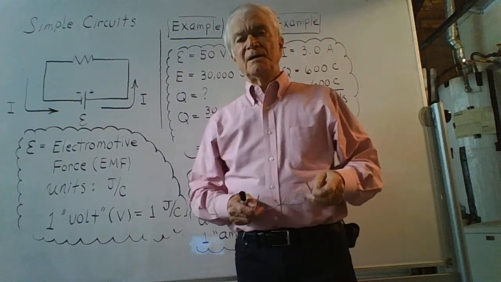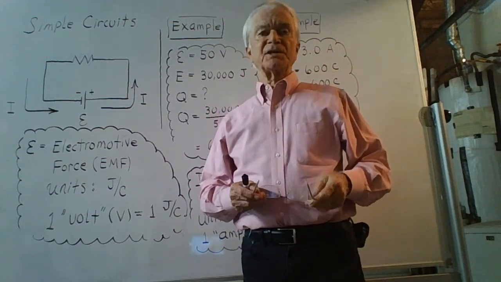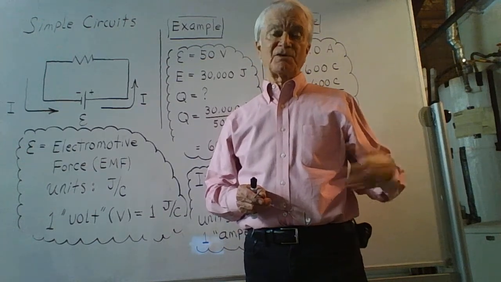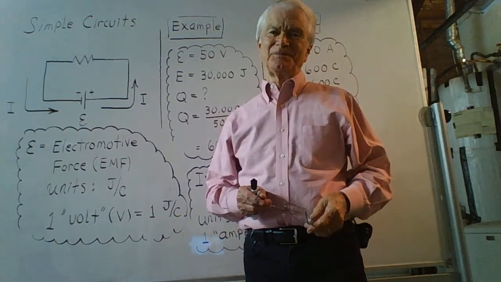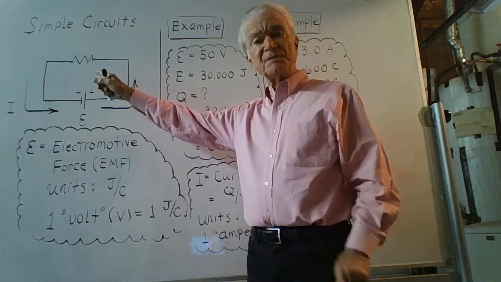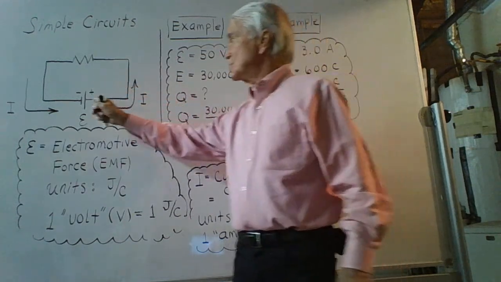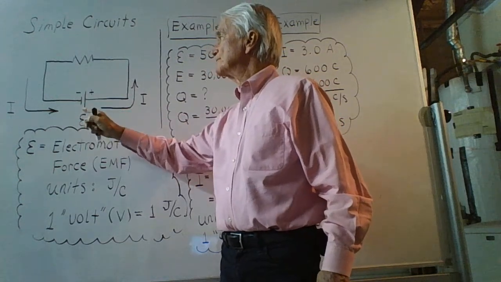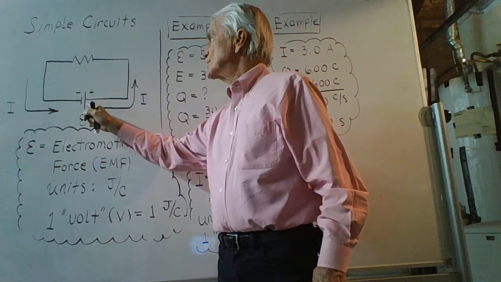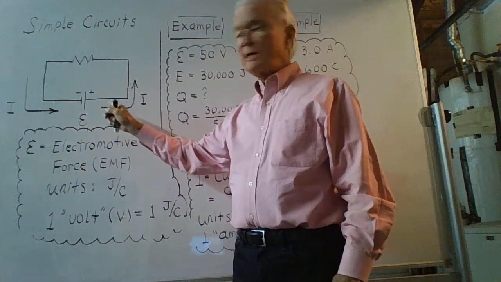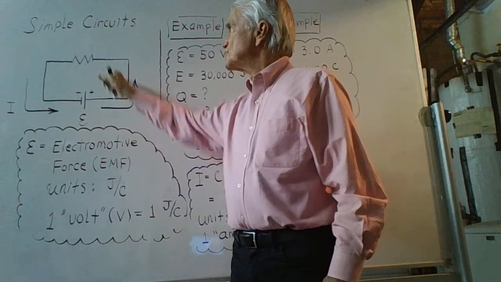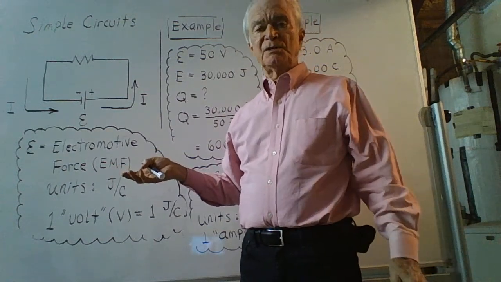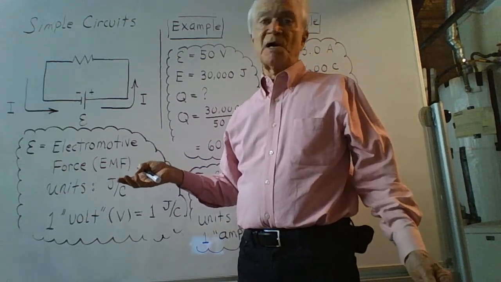Hello again. We're going to begin a study of electrical circuits, starting with the simplest of all circuits that I call a simple circuit. A simple circuit is diagrammed here. I show a battery symbol with a positive and negative terminal. I show current coming out of the battery and traveling through some device, anything through which current can flow. It might be a light bulb.